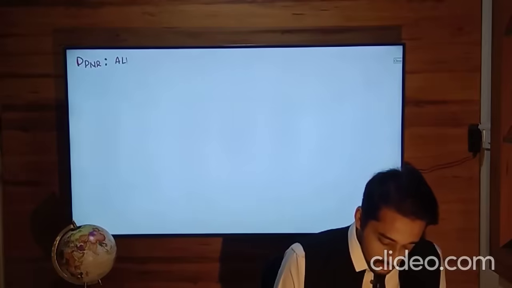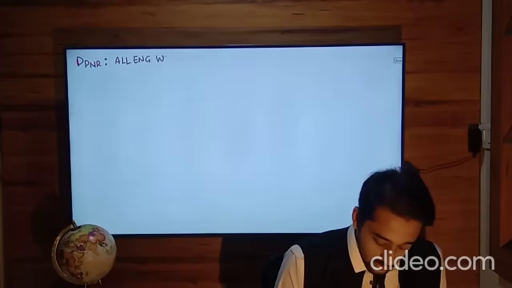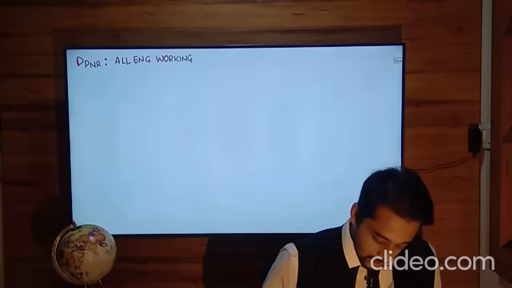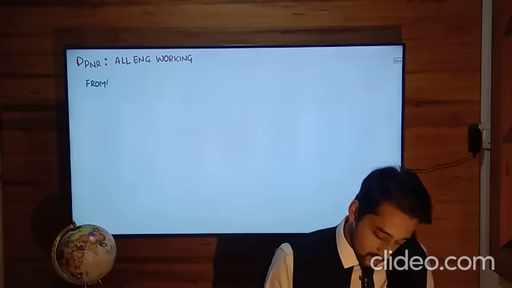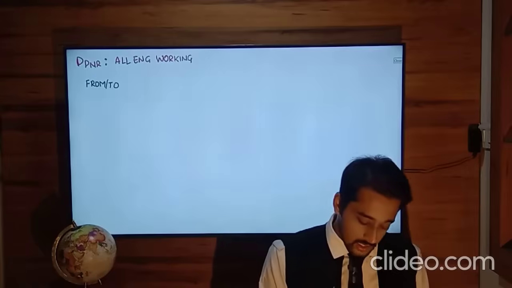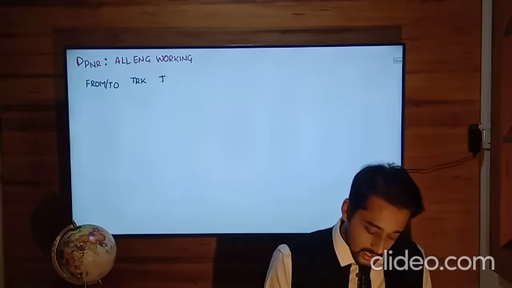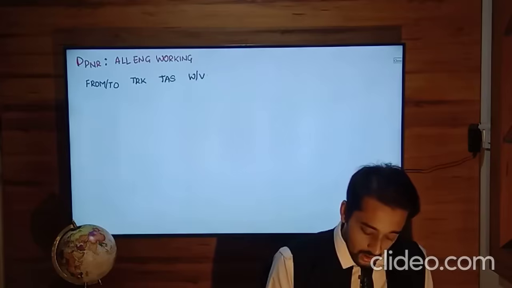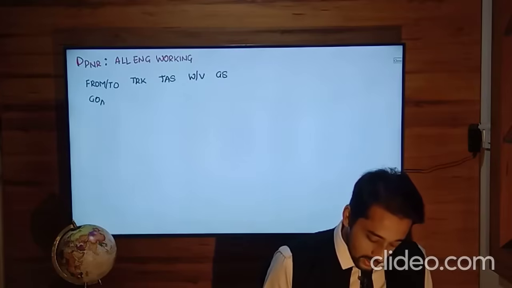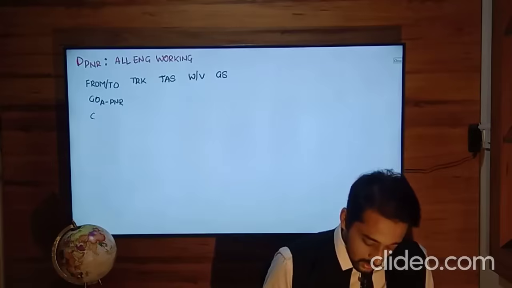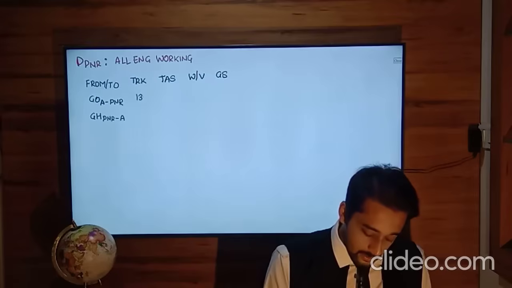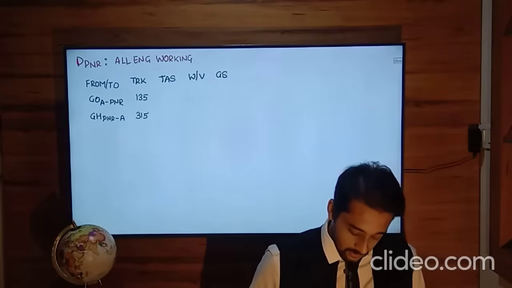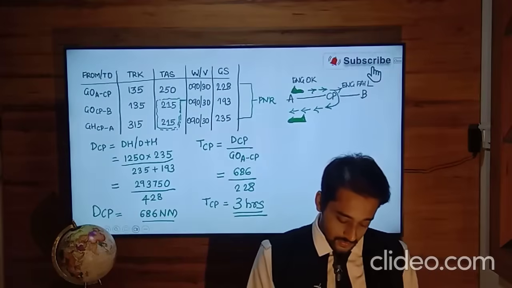All engines working. So let's draw our table from 2. Okay, next track, task, wind, ground speed. So going outbound from A to PNR, normal speed. Coming homebound from PNR to A, normal speed. So going outbound, track 135. Coming inbound, track 315.